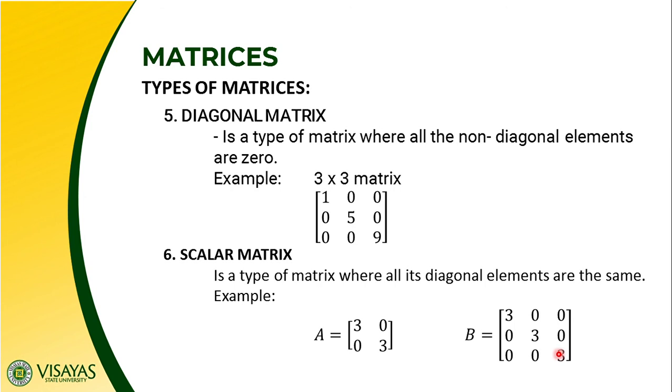Okay, so question. For a scalar matrix, does it need that the elements on the non-diagonal are all zero? Because here in the example, the elements on the non-diagonal are all 0. The answer is no. The elements here can be other numbers as long as the elements on the diagonal are equal or the same.